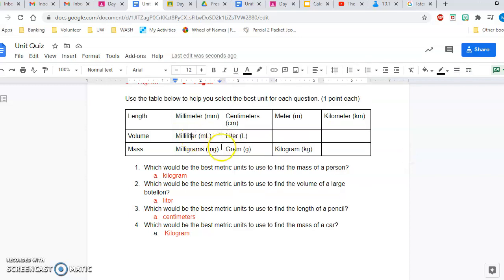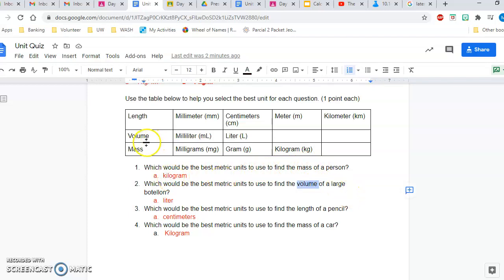So if we chose something too small, if we chose milligrams, which is way, way small, we would have a lot of them. We would have maybe even a billion, or a million milligrams if I stepped on the scale, because I weigh a lot. But if I put it into kilograms, it's a nice easier number that we understand. Maybe it's 80 kilograms. So the idea is to find the correct size for each one of these. So for the mass of a person, we said kilogram.